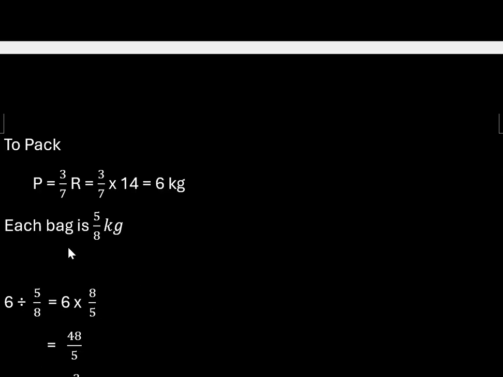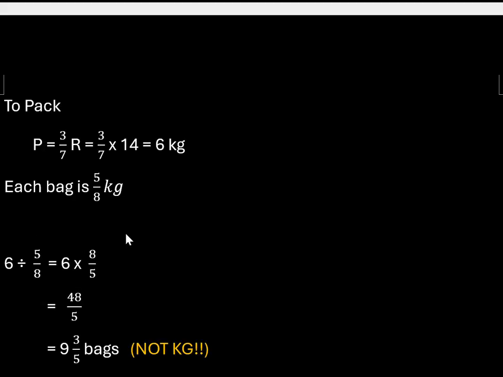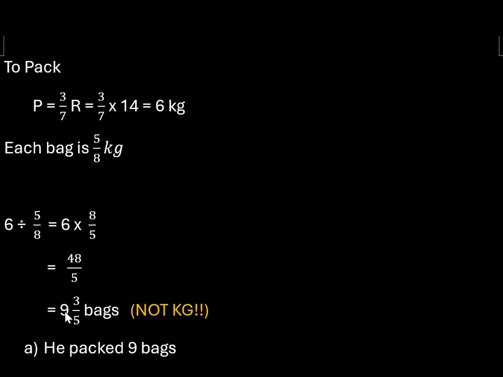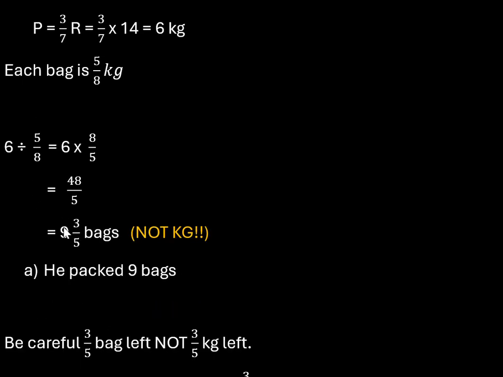Now the person actually packed the pistachio nuts into bags of 5/8 kg per bag. So if we have 6 kg, we divide by 5/8 kg. In total he can pack 9 and 3/5 bags. So remember the figure that you find here is 9 and 3/5 bags, not kg. So in this case, he can actually pack 9 bags.